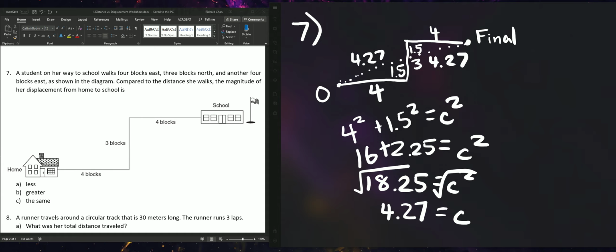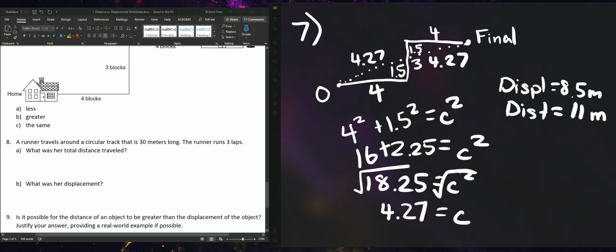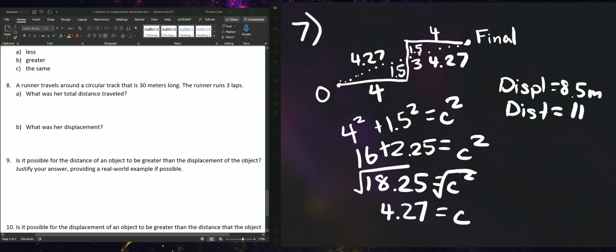And so we know that, well, if each of our hypotenuse sides is 4.27, our displacement is going to be around 8.5. I'm just going to write that, 8.5 meters. And our total distance is 4, 3, 4, 11 meters. All right. So which one is greater? You do the math. The magnitude of her displacement from home to school is less than the distance. Less.